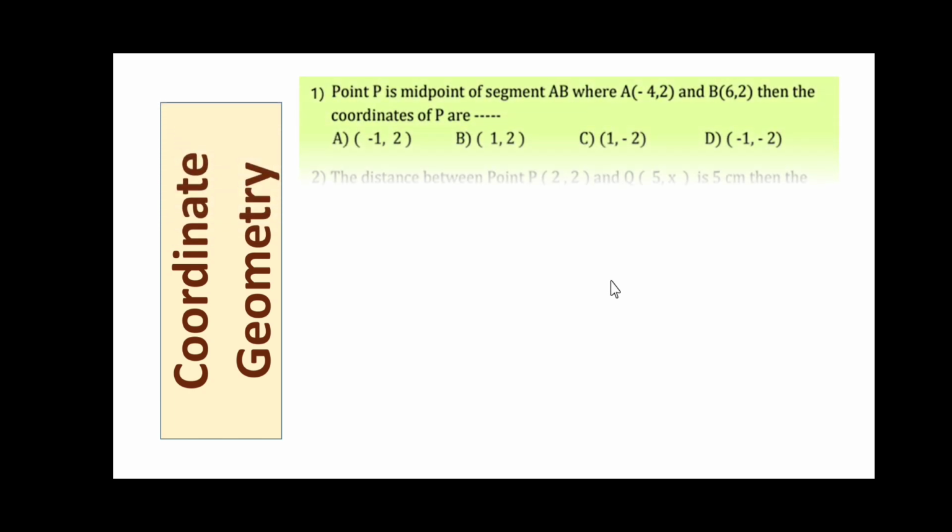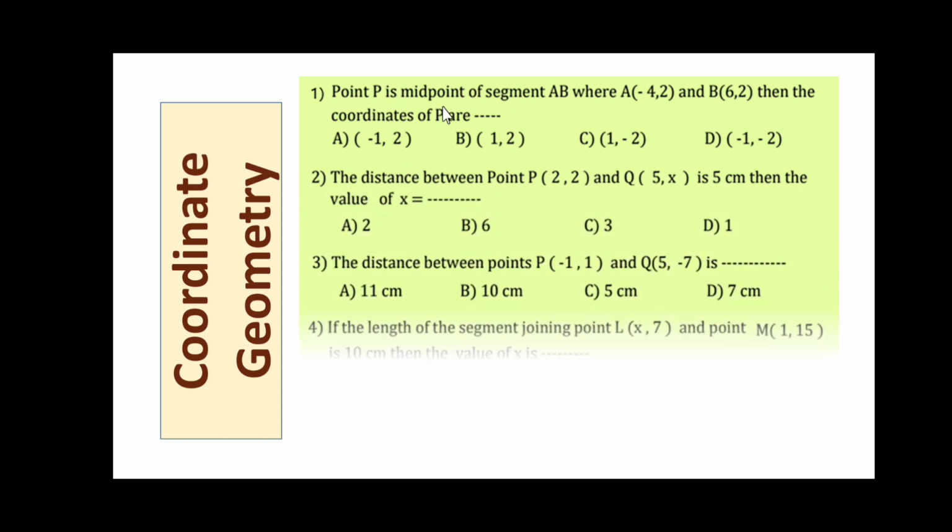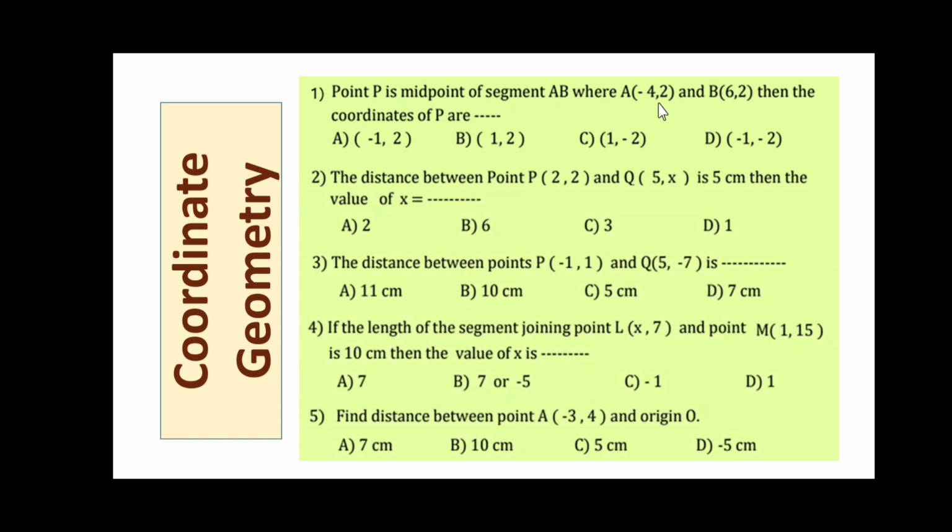Now we'll continue with the next topic, that is coordinate geometry. Let us start with a few MCQs. Friends, here point P is the midpoint of segment AB, where A is (-4, 2) and B is (6, 2). Then the coordinates of P are here. Naturally the coordinates will be (1, 2). You have to use the midpoint formula.